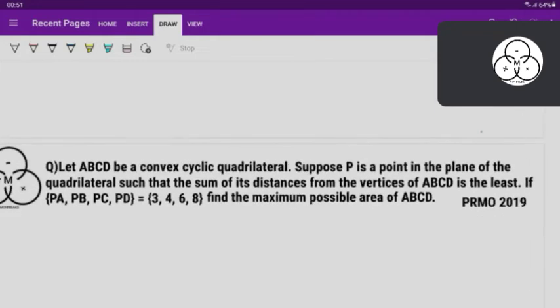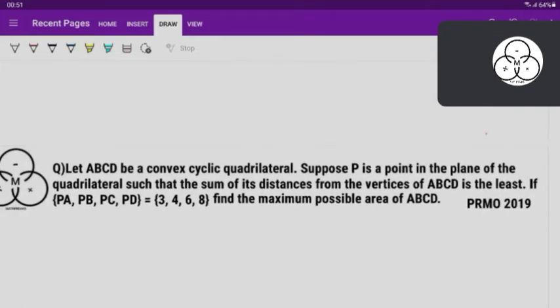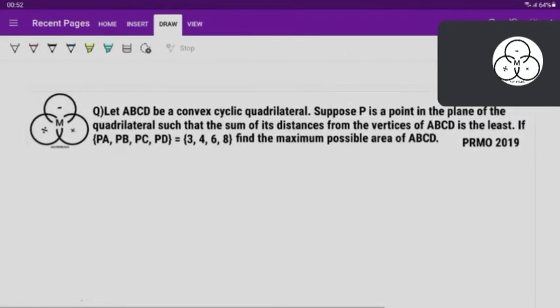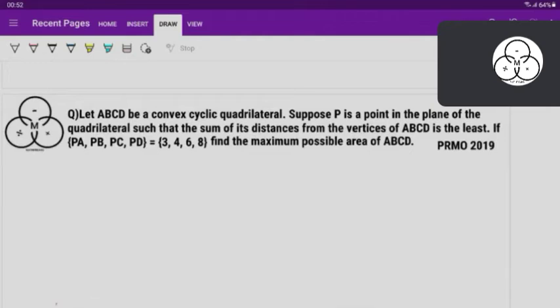Let ABCD be a convex cyclic quadrilateral. Suppose P is a point in the plane of the quadrilateral such that the sum of its distances from the vertices of ABCD is the least. If PA, PB, PC, PD equal 3, 4, 5, 6, find the maximum possible area of ABCD. One line question. Yes, these one line questions are also asked. Maximum.